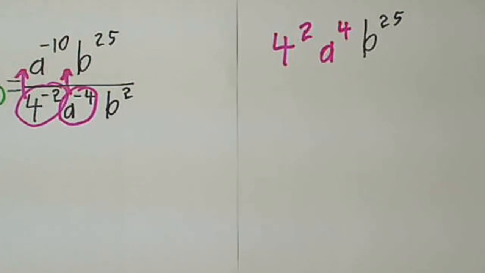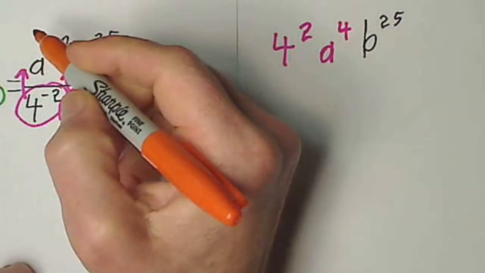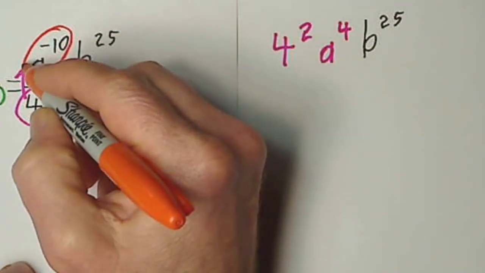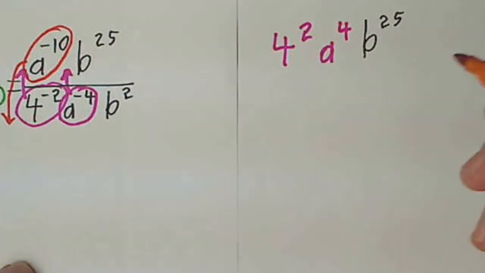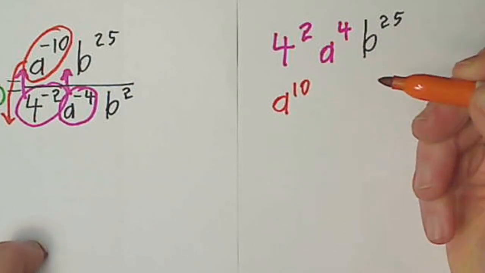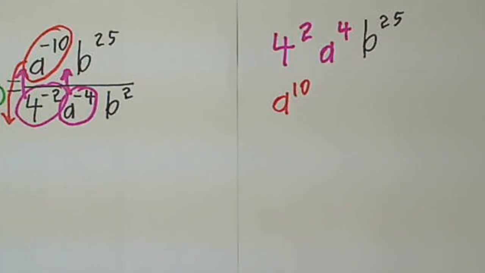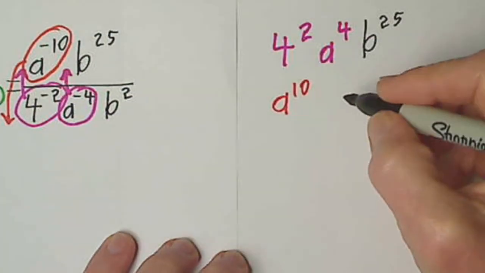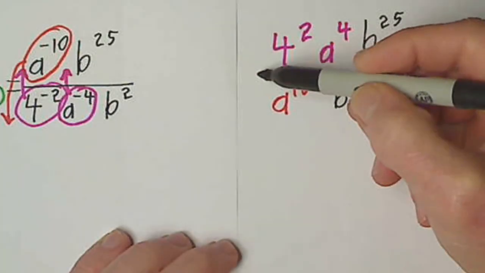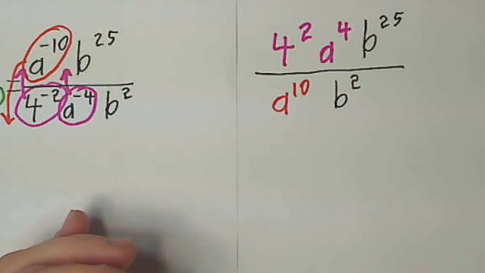Okay. And let's see, the a to the negative 10, this right here, I don't want that negative exponent, so I'm going to push that down, and it will become a to the positive 10. All right. And let's see, we already had b to the second on the bottom in our denominator. So that sits there. And there's our division bar.